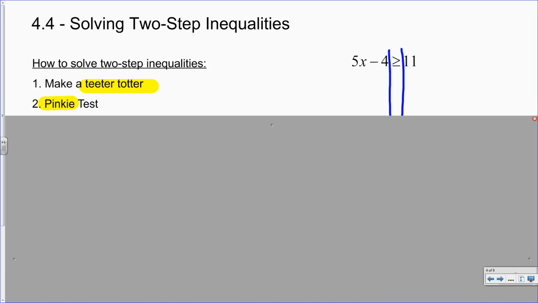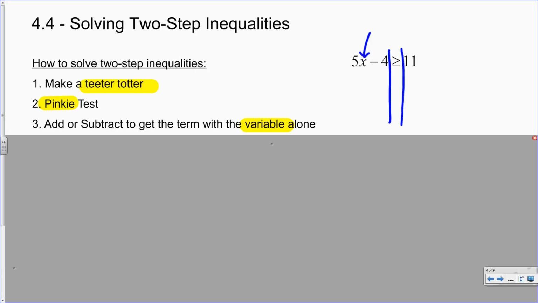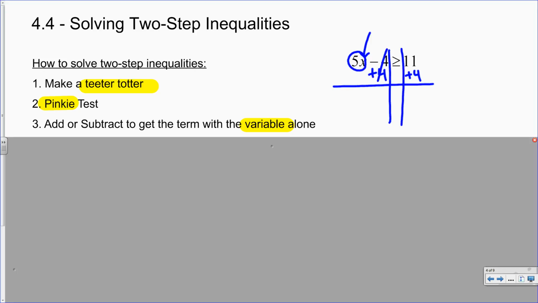Step number 2 is pinky test. I'm going to find my variable. It's right there. And I have to get the term with the variable all alone. So it says add or subtract to get the term with the variable all alone. So I want to get 5x all alone, so I'm going to add 4. So this will be gone, and I'm left with 5x is greater than or equal to 15.